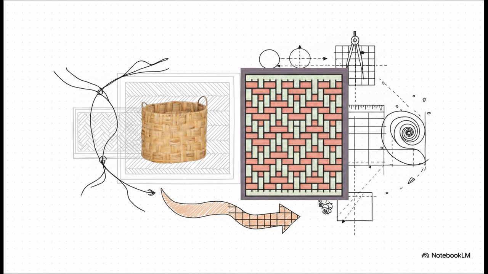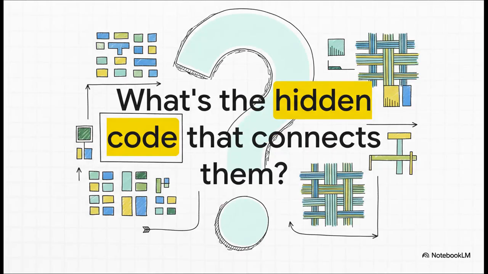On one side, you've got this ancient craft, right? It's functional, it's beautiful, and on the other, a precise mathematical design. I mean, they couldn't look more different. But they are born from the exact same fundamental ideas. It's kind of wild. So what is this hidden code? Well, that's what we're going to get into today.